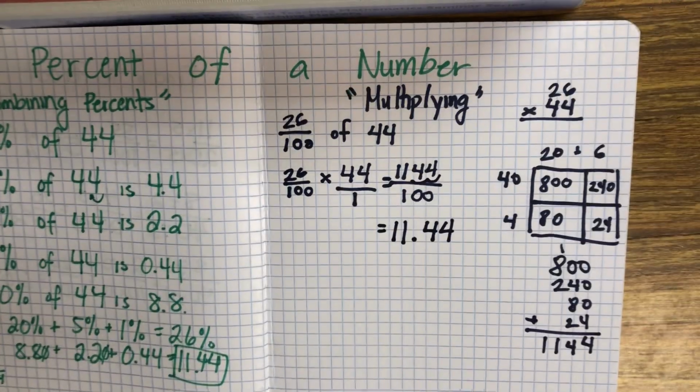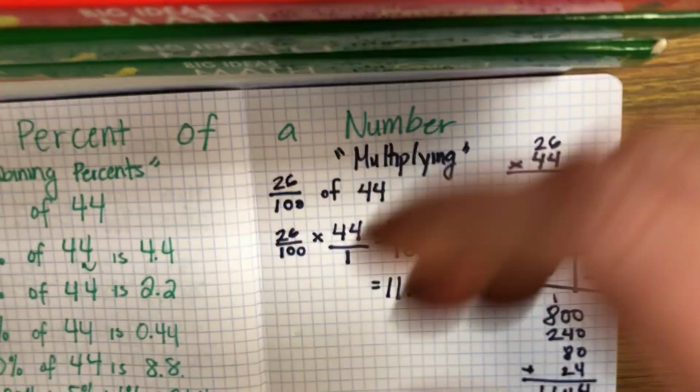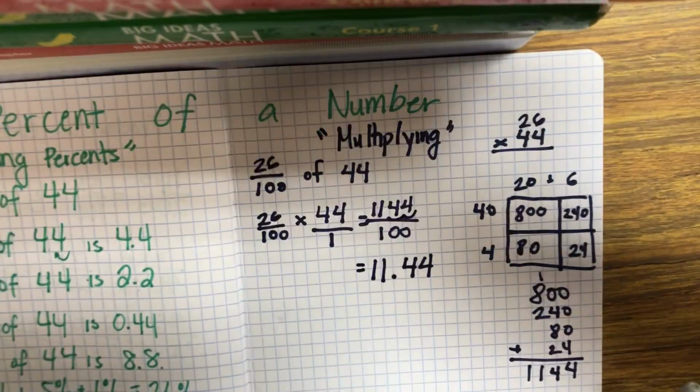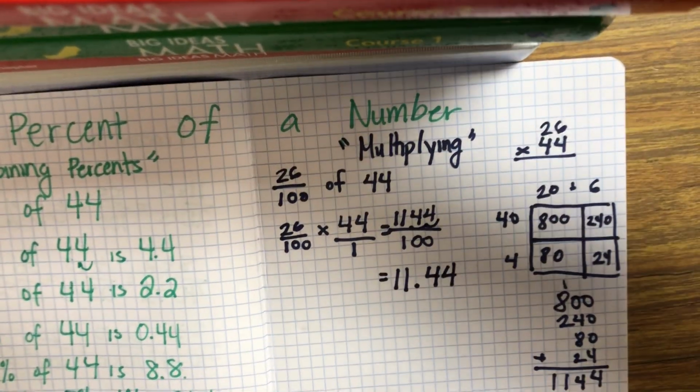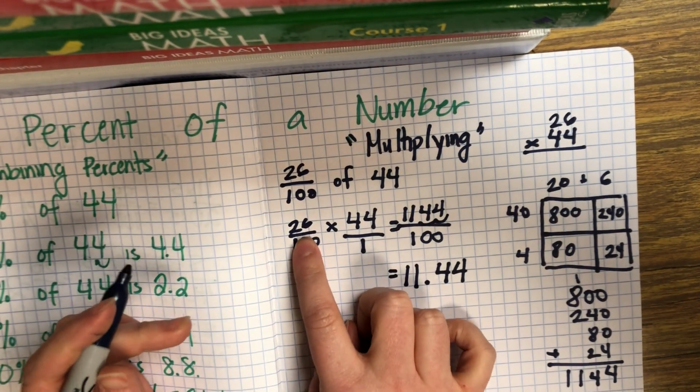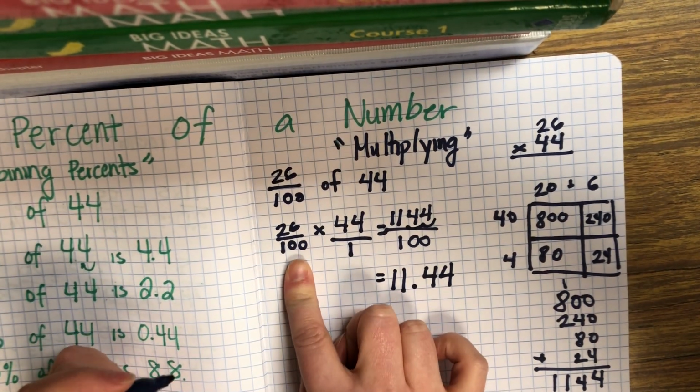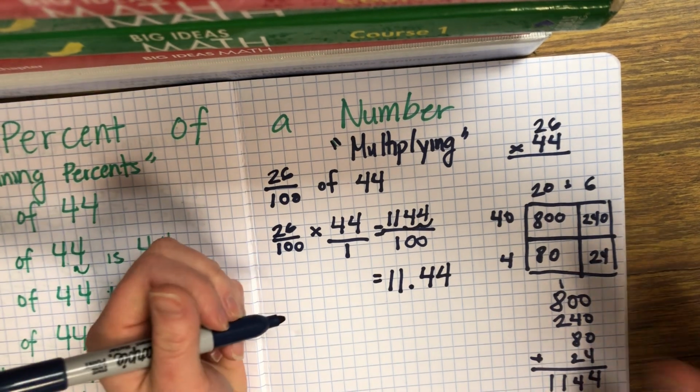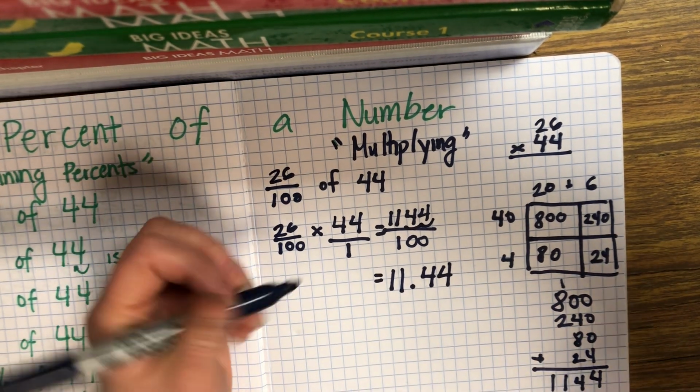Just to take this a step further, we could skip right ahead and use the decimal form of 26 hundredths and multiply that way. That way the decimal gets moved as we figure it out.